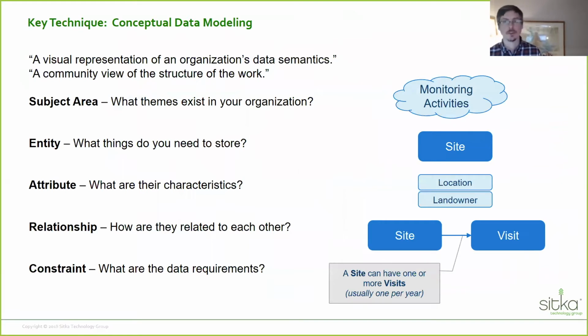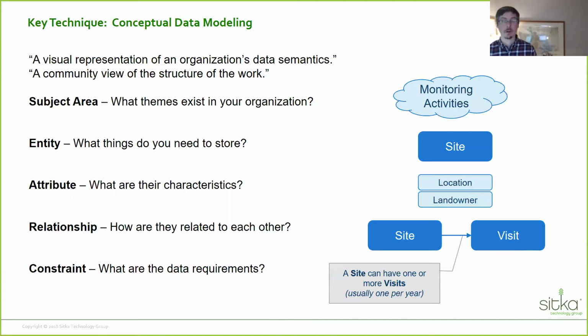There are a few elements when doing a conceptual data model. One is a subject area. What are the themes within your organization? For example, monitoring activities is the one we're just looking at. An entity: what things do you need to store? That's a thing you need to keep track of and store, in this case, a site where we do monitoring. What are attributes? What are the characteristics of those entities? For a site, we need to know location and landowner are the most important ones. You can fill in the detail later in detailed data models. Conceptual stays at a high level, so we'll just track the most important stuff here.